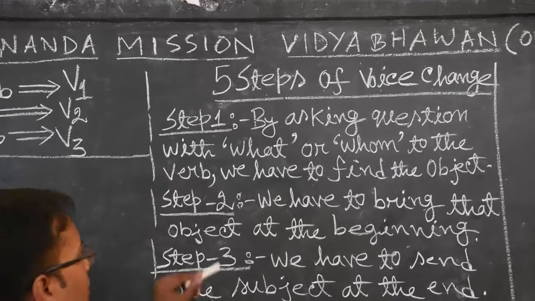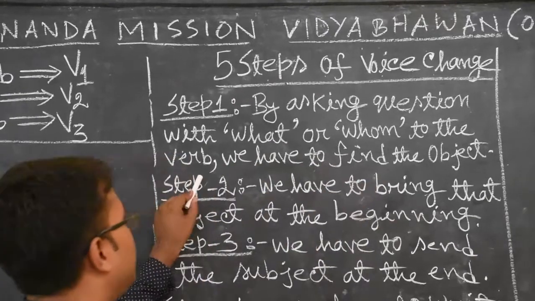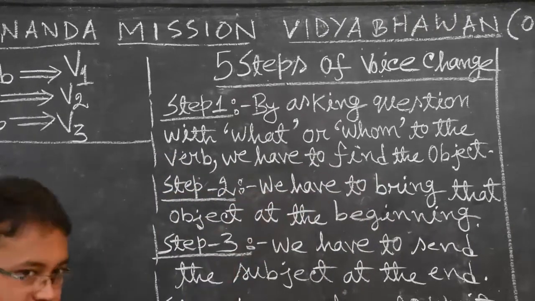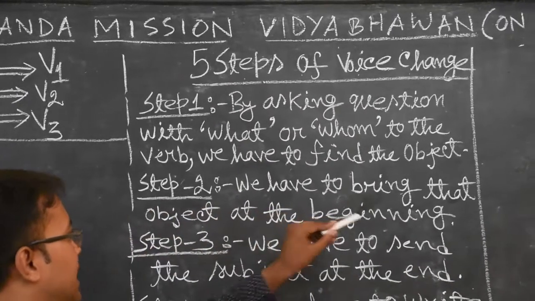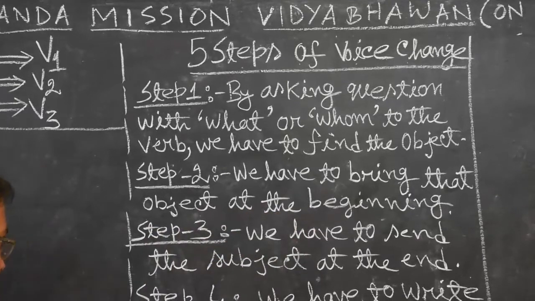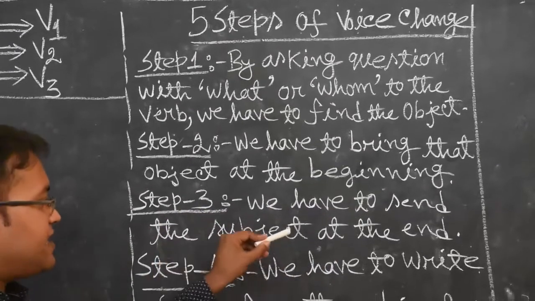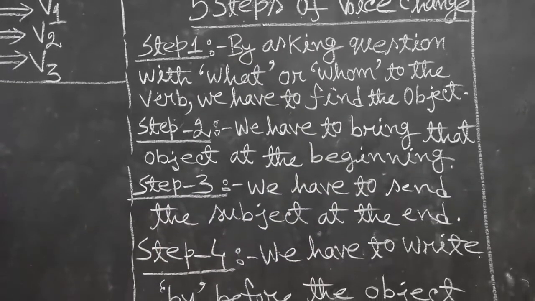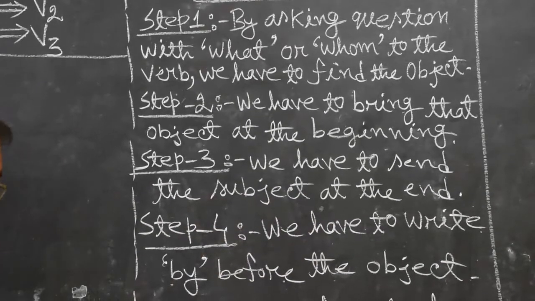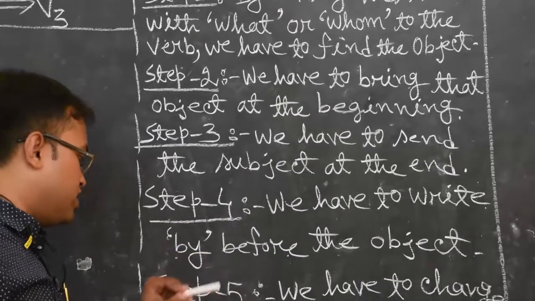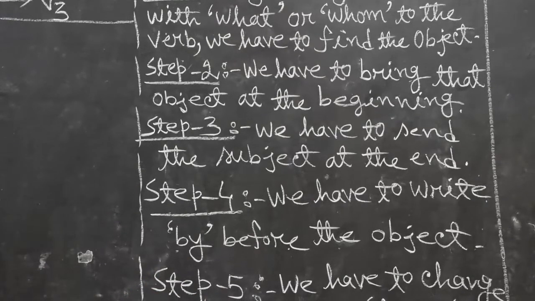Step 1. By asking question with what or whom to the verb, we have to find the object. Step 2. We have to bring that object at the beginning. Step 3. We have to send the subject at the end. Step 4. We have to write by before the object. Step 5. We have to change the form of verb from active to passive according to the rules.